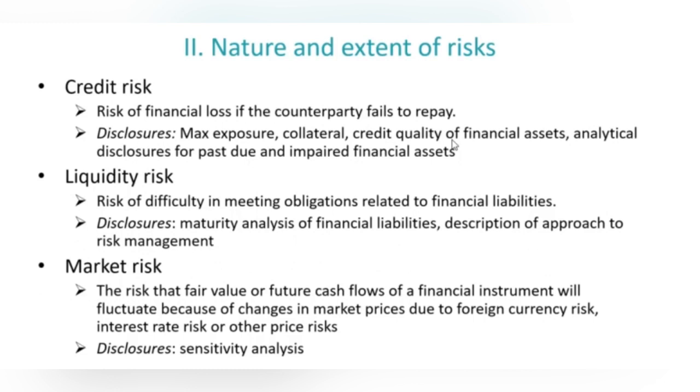Then this slide is very important because it classifies the risks and explains what each risk is and what the type of each risk is. The first one is called credit risk. So the first risk related to the financial instruments is called credit risk. Credit risk is related to which type of financial instruments? It's the risk of financial loss if the counterparty fails to repay. Therefore, there will be a financial loss if your counterparty fails to repay.